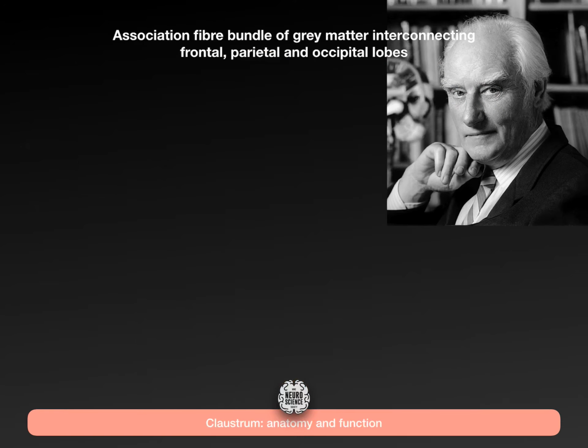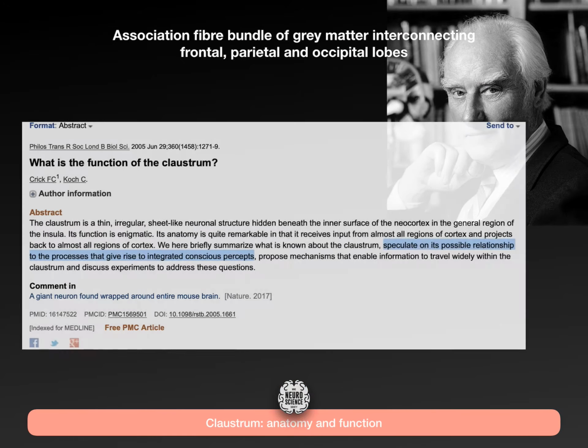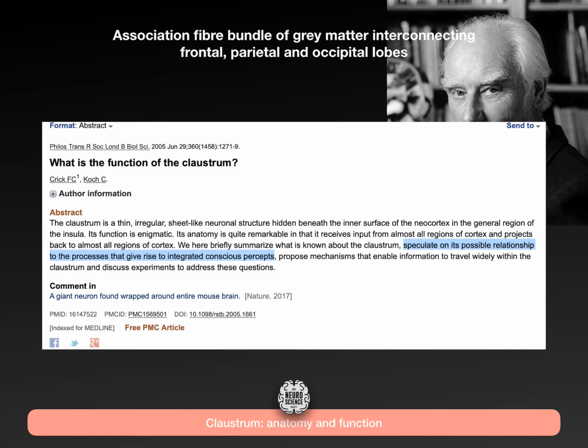So, the claustrum is an association fibre bundle of grey matter interconnecting frontal, parietal and occipital lobes. What is the function of the claustrum? So, no one really knows, but it seems to be a very interconnecting component of various different lobes. Basically, almost all of the brain talks to the claustrum. And that led Crick, or Francis Crick of DNA, you know, nicking Rosalind Franklin's research on photography.